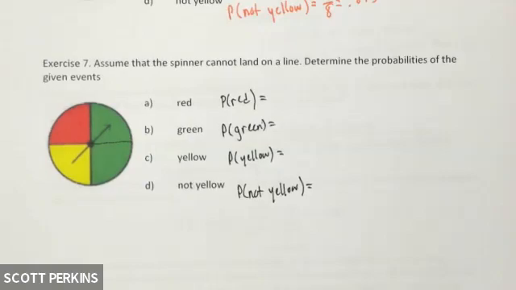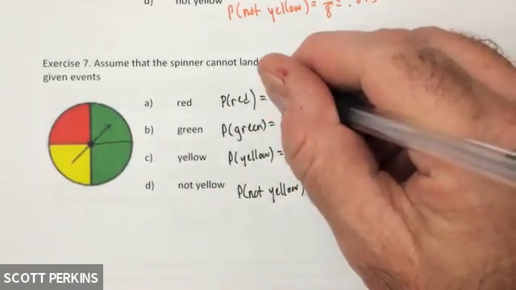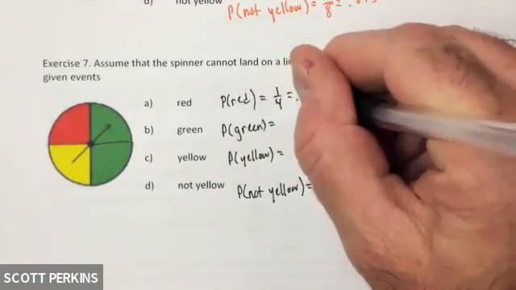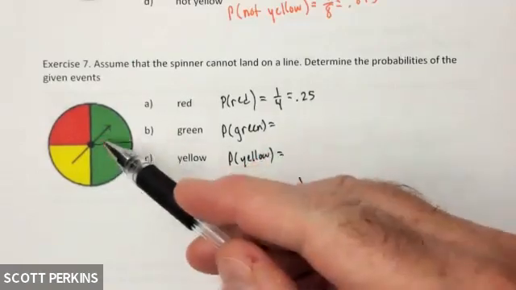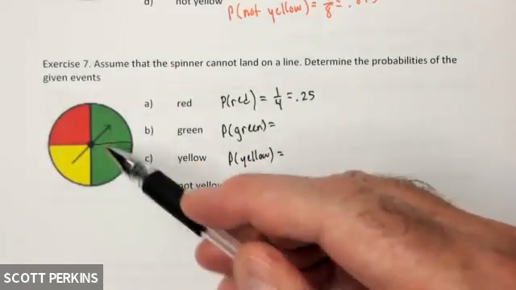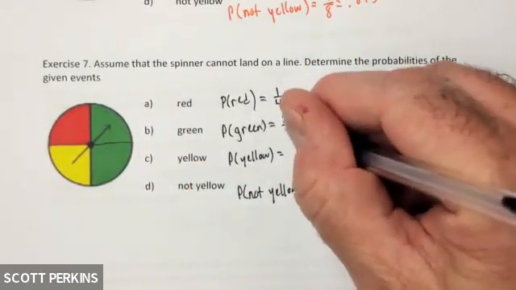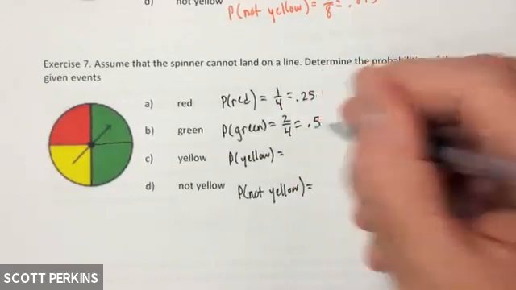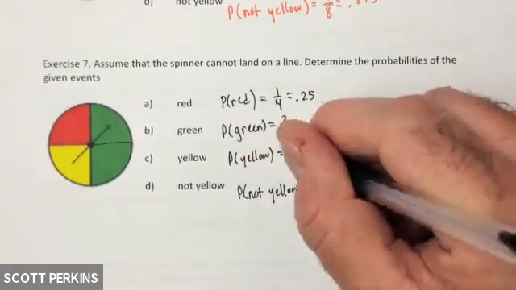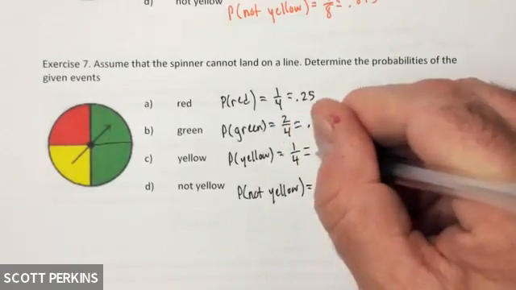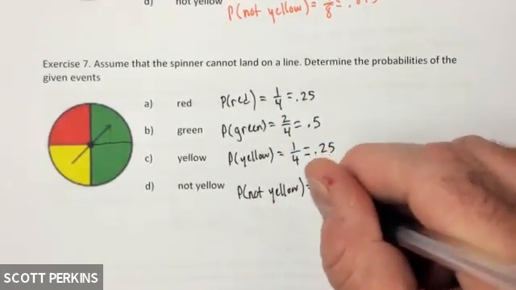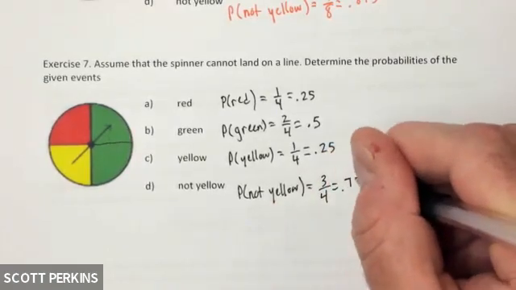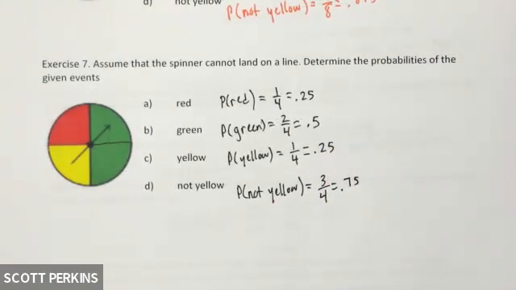All right, so now that I've divided everything up into equal size pieces of pie, the probability that you get a red is 1 out of 4, or 0.25. Green is half of the circle, so you could have just said that straight away, but it's 2 out of the 4 spots, or half, 0.5. Yellow is the same thing as red, 1 out of 4, 0.25. And then not yellow is 3 parts out of 4, or 75% of the circle is not yellow.